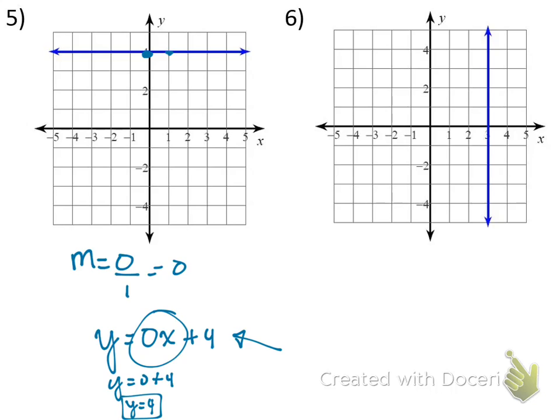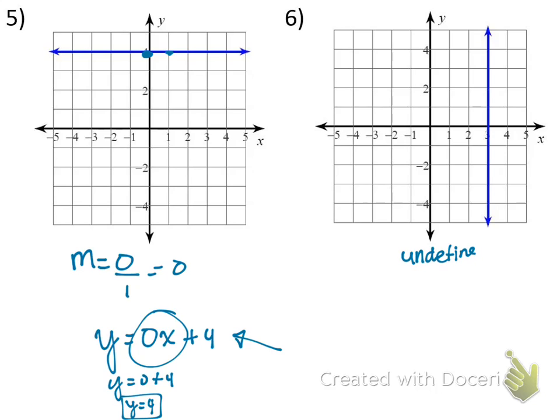Last one, 6. What's the slope here? Undefined, right? Because it rises and runs 1, but it could fall 0, right? Does it touch the y-intercept at all? No, it doesn't. Okay, so on this one, this is an undefined line, but it still has a line.